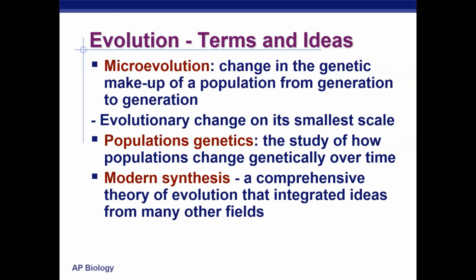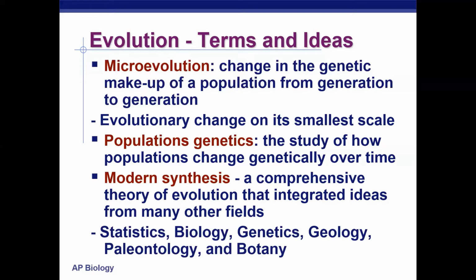Now, when it comes to microevolution, we're starting to think of evolution on a grander scale. So we should define what we call the modern synthesis evolutionary theory. It's a more comprehensive theory of evolution that integrates ideas from several fields, not just biology. For example, it combines statistics, biology, which is what we're kind of doing right now, but also genetics, geology, paleontology, botany, how the world is changing, how life is changing, all sort of life changing on this planet. So once again, it's a broader theme of evolution, a more comprehensive theory of evolution.